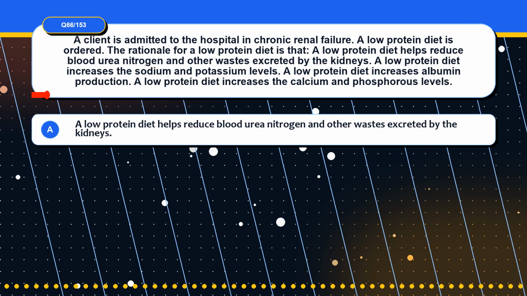Question 66. A client is admitted to the hospital in chronic renal failure. A low-protein diet is ordered. The rationale for a low-protein diet is: a low-protein diet helps reduce blood urea nitrogen and other wastes excreted by the kidneys; a low-protein diet increases the sodium and potassium levels; a low-protein diet increases albumin production; a low-protein diet increases the calcium and phosphorus levels. Here are the options. Option A. A low-protein diet helps reduce blood urea nitrogen and other waste excreted by the kidneys.